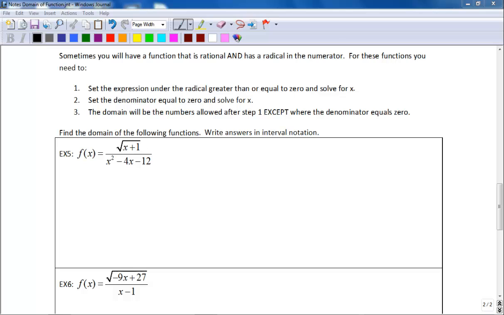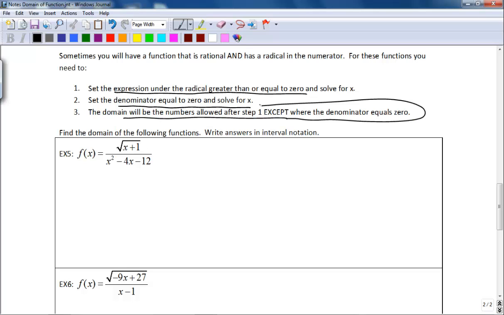Sometimes we're going to have a function that is rational and has a radical in the numerator. So it's going to have two things going on. For these functions, you still need to set the expression under the radical greater than or equal to 0 and solve for x. But then you also need to set the denominator equal to 0 and solve for x. So the domain is going to be the intersection of those things.